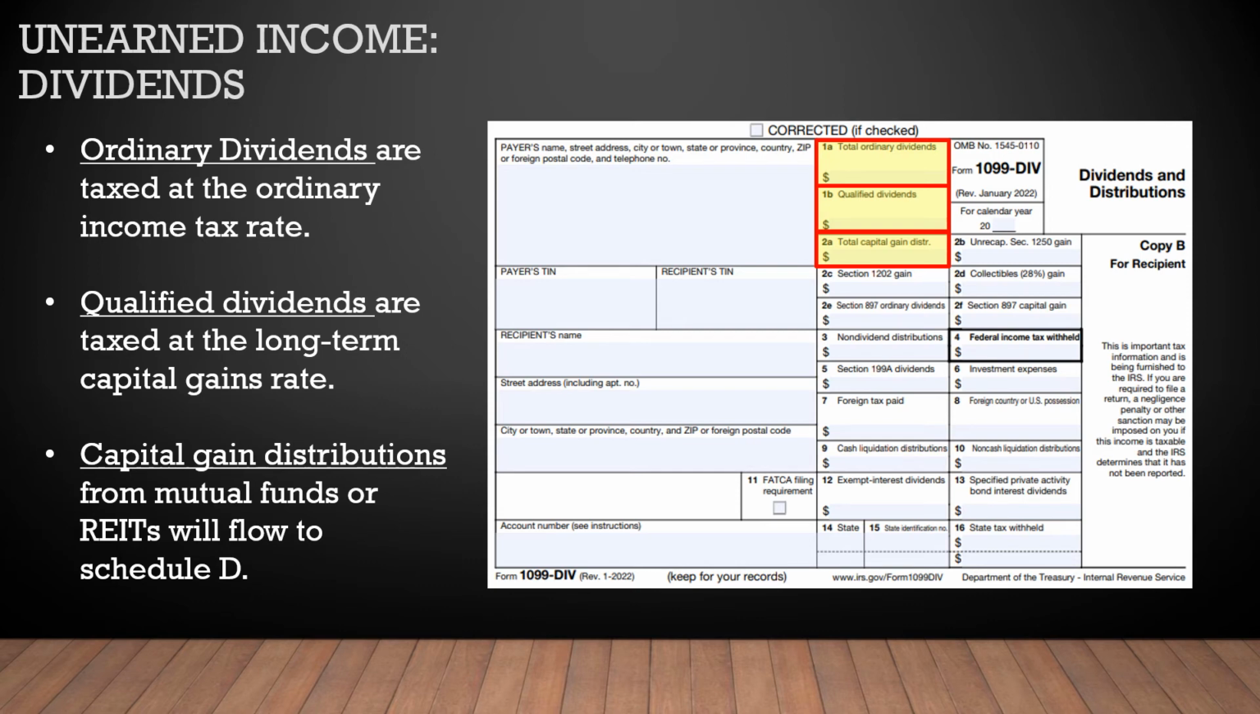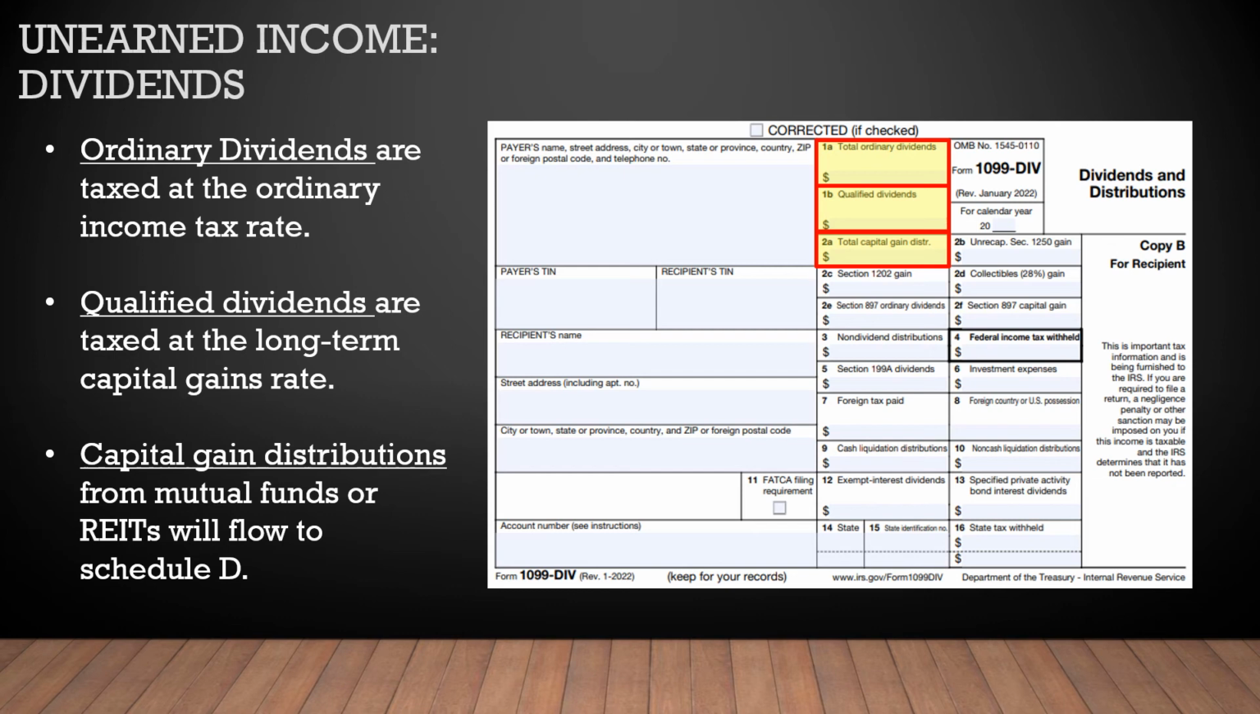So you'll find the amount of qualified dividends in box 1b. It's really common to see the same amount reported in 1a and 1b, and this generally means that all of the ordinary dividends were in fact qualified dividends, and that usually has to do with how long our taxpayer has owned the shares that these dividends are coming from.